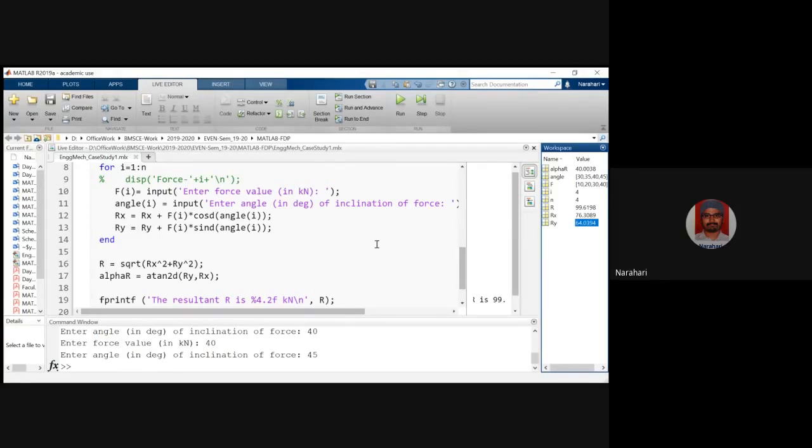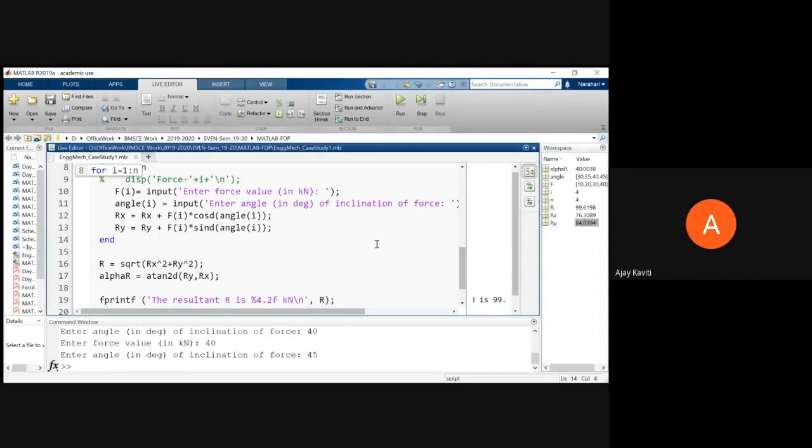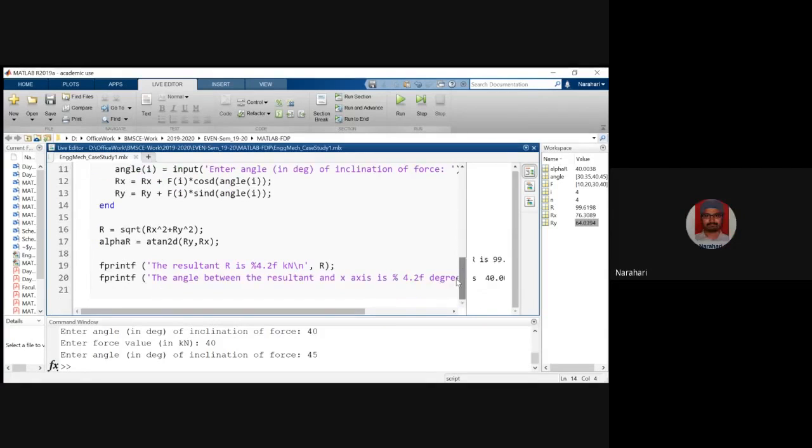Sir, why have you written alpha R after the resultant, with atan2d? What exactly does it signify? You can just search and find out. What this does is, if for some reason Rx is negative, and you do tan inverse of, let's say, 5 by minus 3, are you getting my point? What angle should you get?